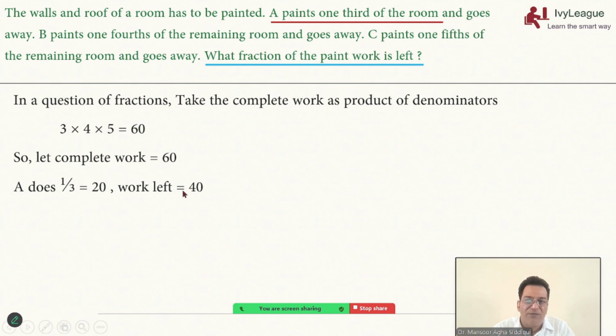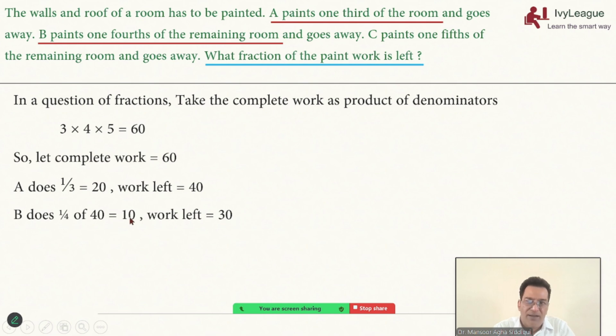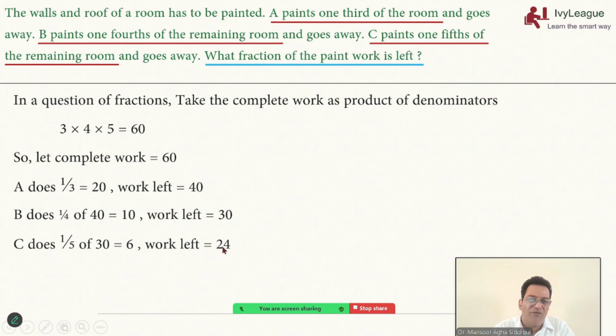So after A completes the work, 40 units of work is left. Then comes B. B paints how much? 1/4 of the remaining room. So 1/4 of 40 is equal to 10. You already know that. So B does 10. 40 minus 10 is equal to 30. Work left will be equal to 30 after B goes away. Then C comes. C does 1/5 of the remaining room. So 1/5 of 30. You know that 6 5s are 30. As a result, 1/5 of 30 will be equal to 6. So work left will be 24.